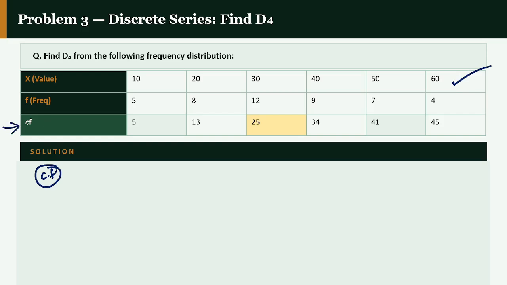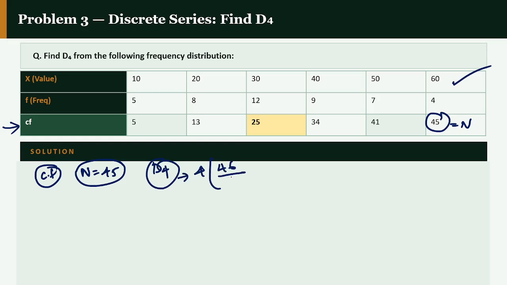And next, I have already included the cumulative frequency values here. It's 5, 5 plus 8, 13, 13 plus 12, 25, 25 plus 9, 34, 34 plus 7, 41, 41 plus 4, 45. Now, this is our n value, which is 45. Now we need to find D4. For that, we have the formula 4 into n plus 1 by 10th value. It's 4 into 46 by 10, which is 18.4 value.